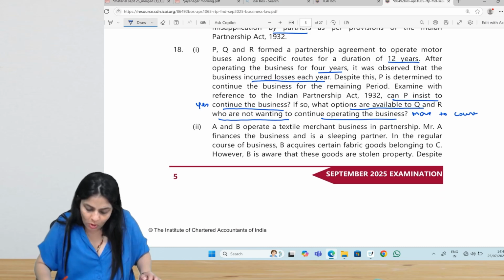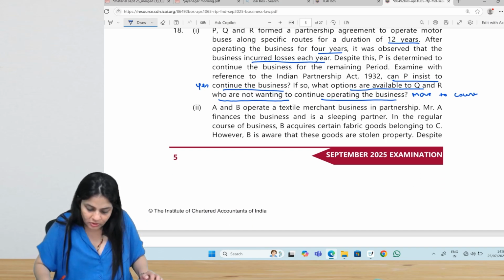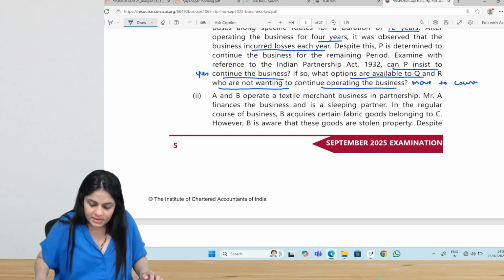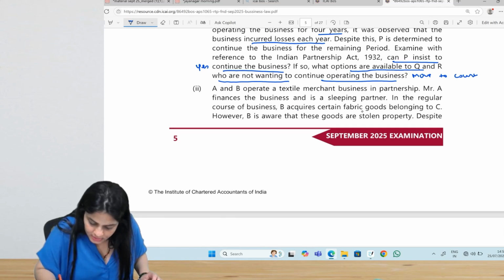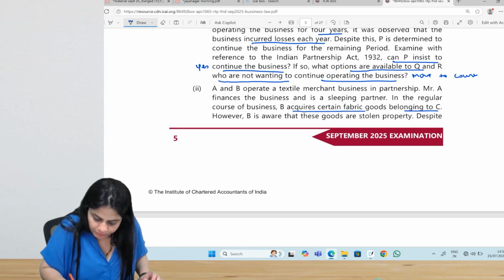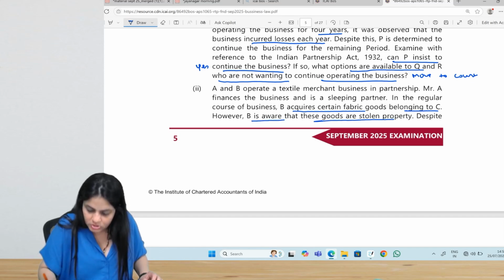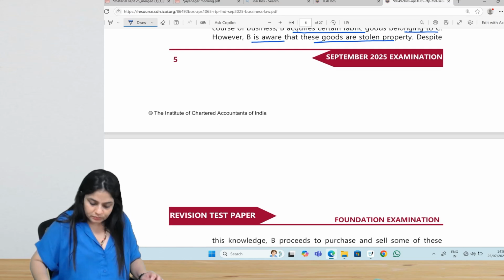Next, A and B operate a textile merchant business in partnership. A finances the business and is a sleeping partner. In the regular course of business, B acquires certain fabric goods belonging to C. However, B is aware that these goods are stolen property.